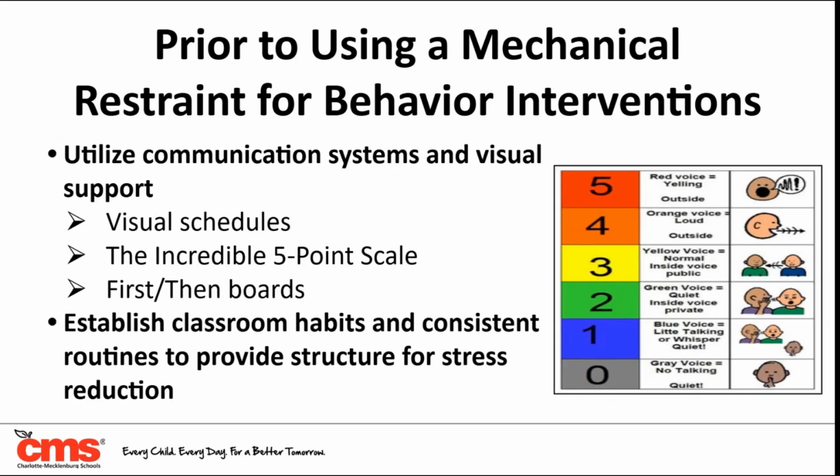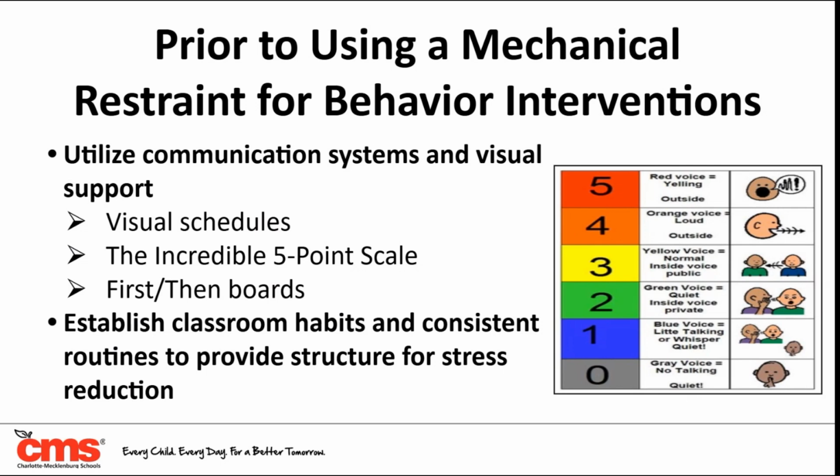Prior to using a mechanical restraint for behavior interventions, you want to utilize communication systems and visual supports, visual schedules, a 5 point scale, first then boards, establish classroom habits and consistent routines to provide structure for stress reduction. So, what you're essentially seeing here is we are going through all of the interventions that we can possibly do before we move toward a mechanical restraint. The mechanical restraint is something that you only consider after you have exhausted all of these options.